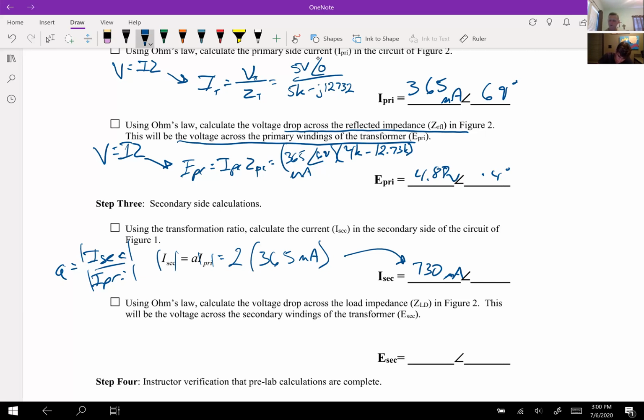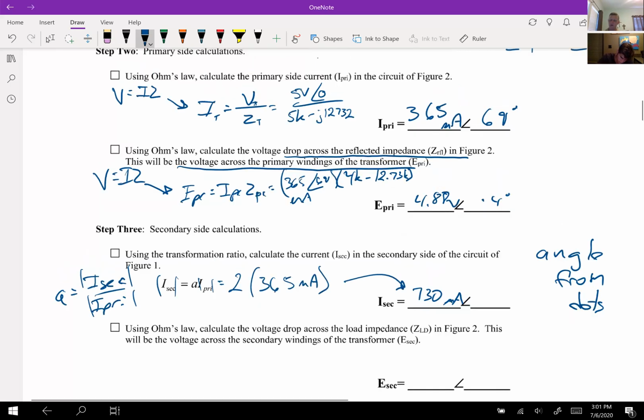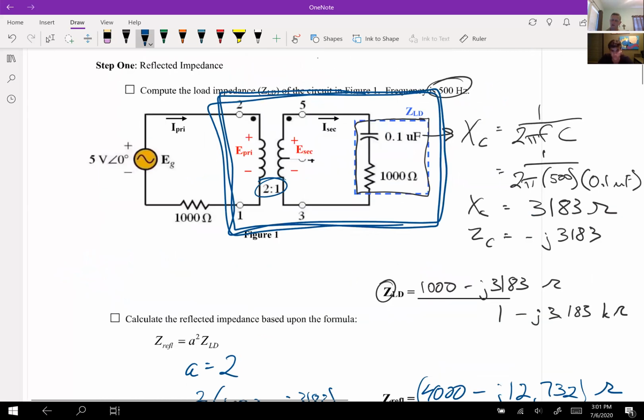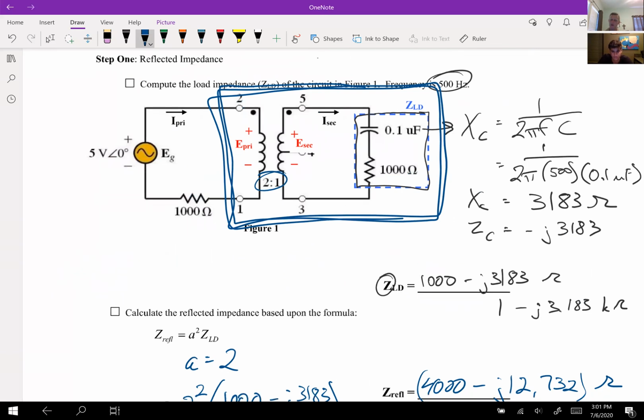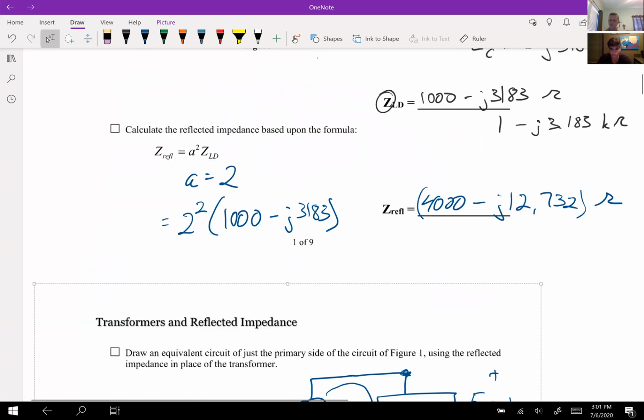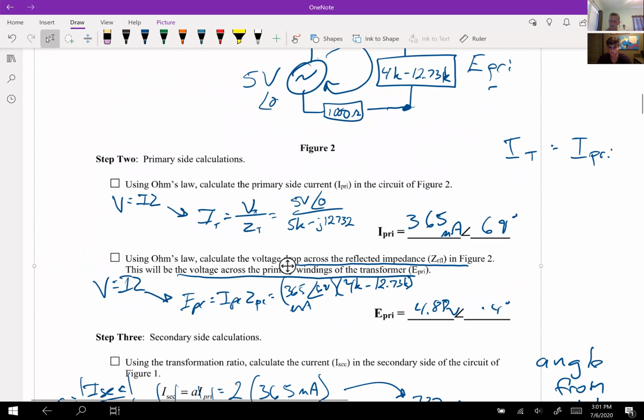The angle I don't use in that turns ratio. I get the angle from the dots, right? Angle from dots. And I had this in the concept check. It's either the same angle or it's exactly 180 different. These dots match. They're both up top. Therefore, the angle of I secondary is the same as the angle of I primary. So the angle was 69, so the angle stays 69.